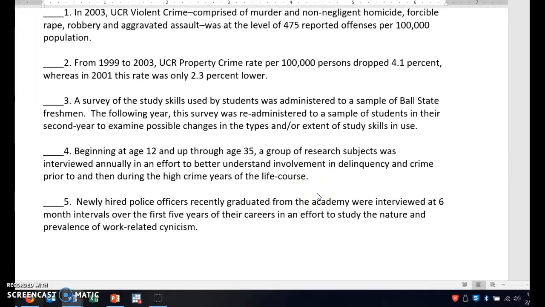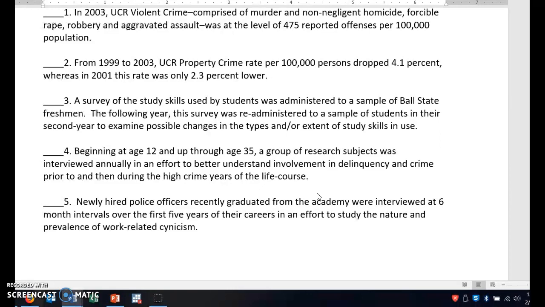Number 3, a survey of the study skills used by students was administered to a sample of Ball State freshmen. The following year, this survey was re-administered to a sample of students in their second year to examine changes in the types and/or extent of study skills used. Just pretty much the same example we went over. This is, of course, a cohort study or cohort data.